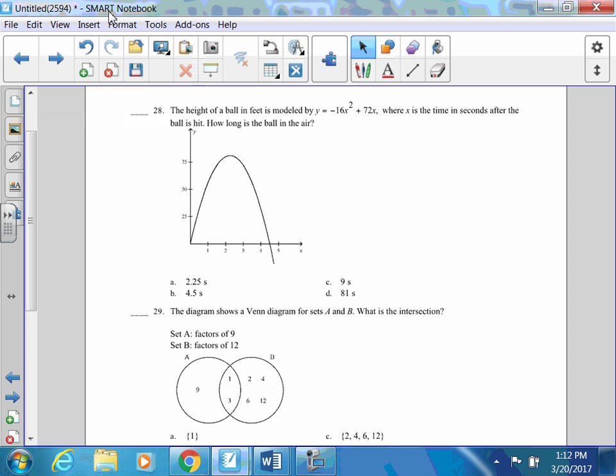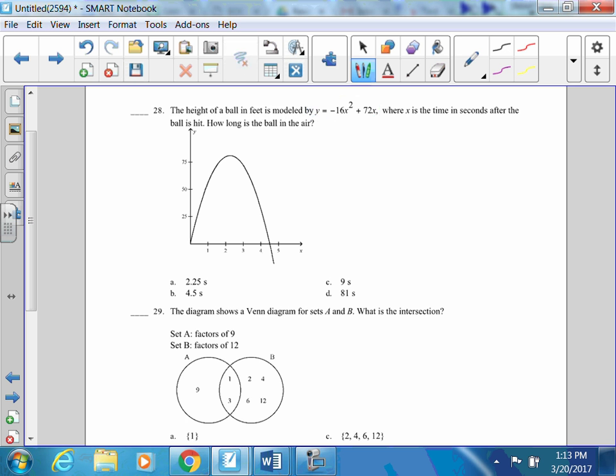28, the height of a ball in feet is modeled by this expression here, where x is the time in seconds after the ball is hit. So you hit a ball up in the air, and basically after 1 second, we could possibly figure out what the height is. That's going to be maybe right here, about 50.